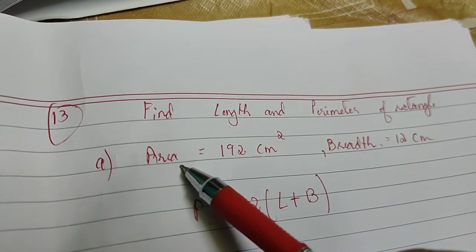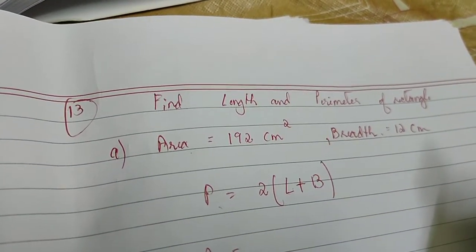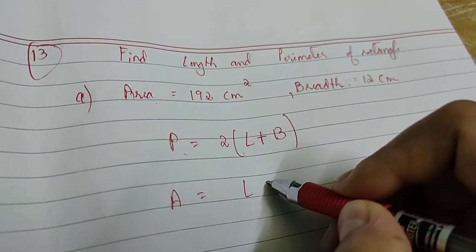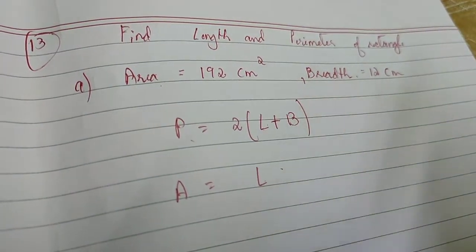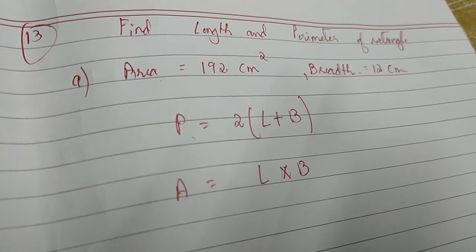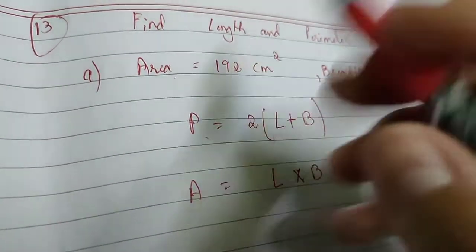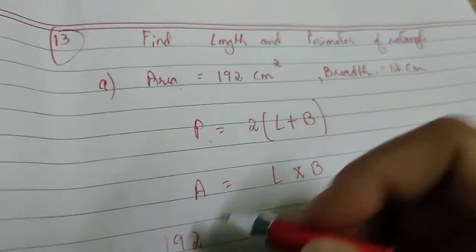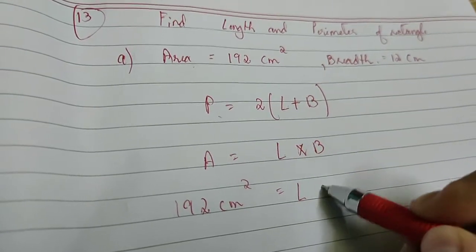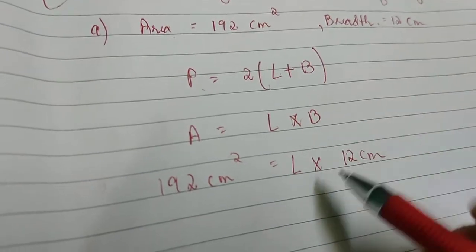Now the other thing given is area. We know the area of a rectangle is length into breadth. Area is length into breadth. Now in this case the area is given, 192 centimeter square is equal to length, which I don't know, into breadth, which I know, 12 centimeter. I need to find L.